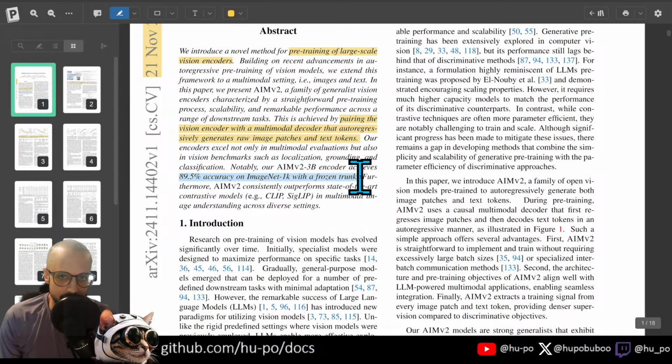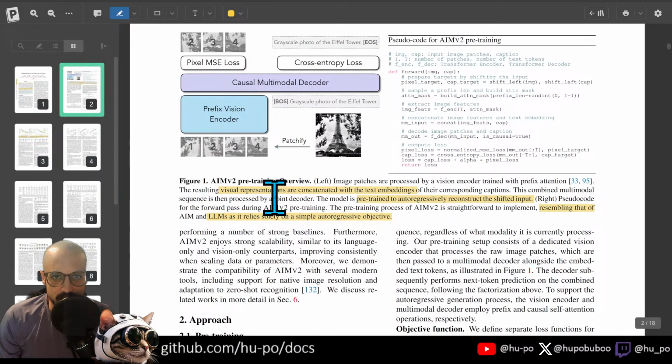The frozen trunk basically means that they are freezing the lowest part of that vision encoder and then testing it on ImageNet, which is a very common benchmark for image classification. Again, it's not actually very useful. Like, people don't really use ImageNet for anything anymore, but it's a benchmark as in like, okay, we want to compare how good this method is compared to previous methods. Okay. So visual representations are concatenated with the text embeddings. So here's your image, and here's some caption for that image, grayscale photo of the Eiffel Tower.